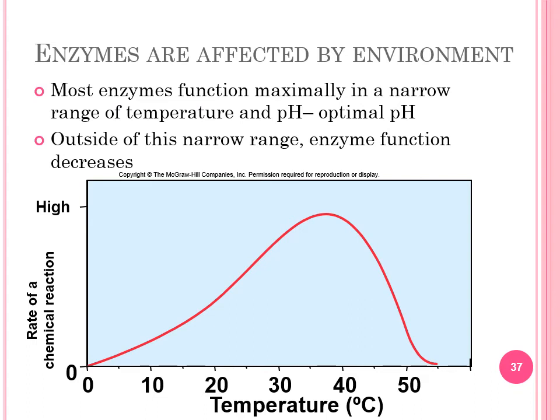You can see a pH graph that could look very similar to this. There's going to be a range where the enzyme is going to be optimal, and then there's going to be a range in which the pH is too high or too low for the enzyme to function, and the rate of reactions will plummet to 0.